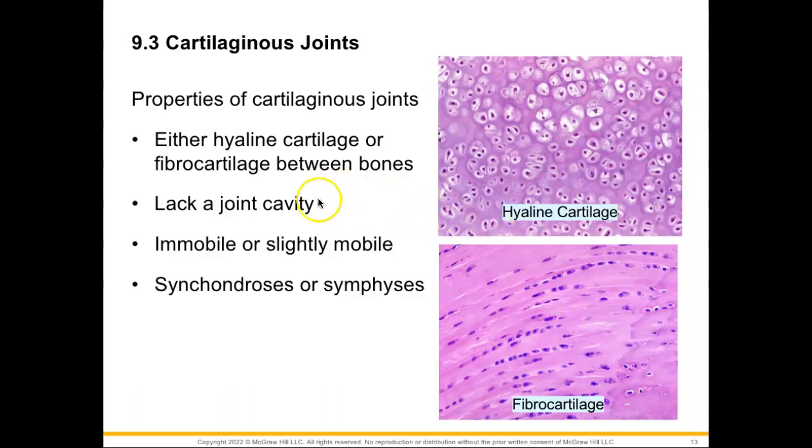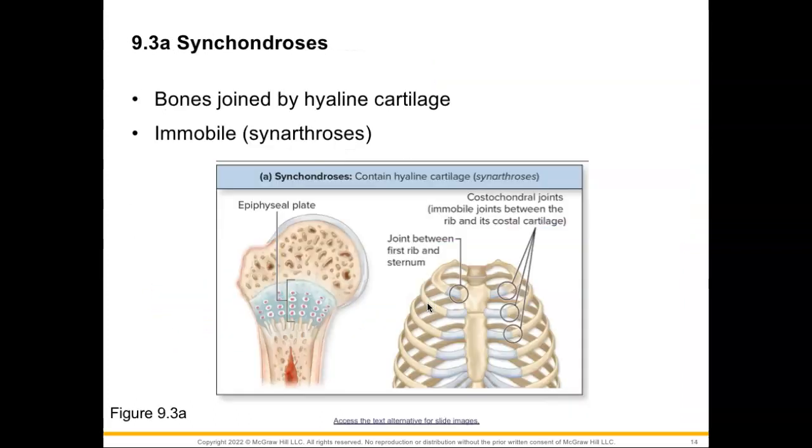We're also going to lack joint cavities here. Again, these are going to be found more in our synovial joints. And what's special about these cartilaginous joints is that they can range from being immobile to slightly mobile. We just have two types of cartilaginous joints: synchondroses and symphyses. So first we'll start with the synchondroses.